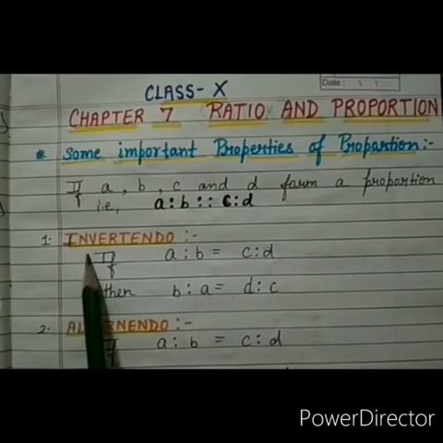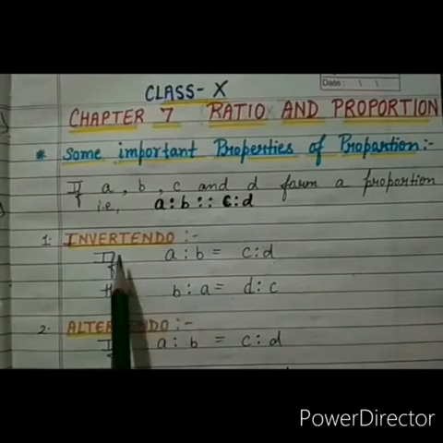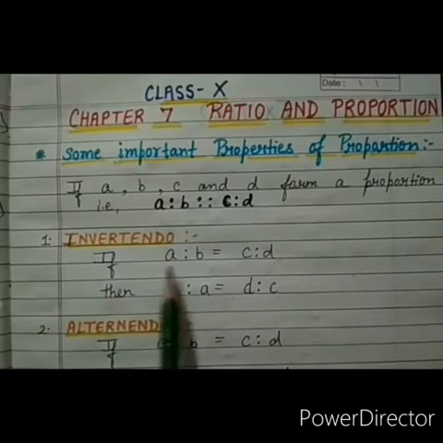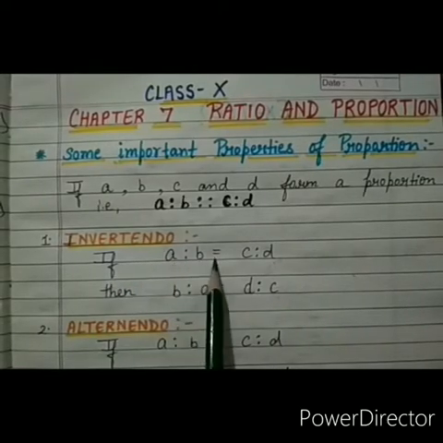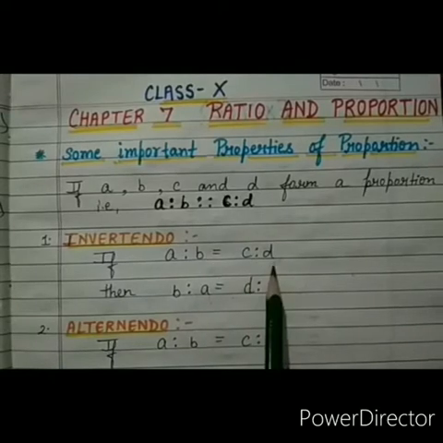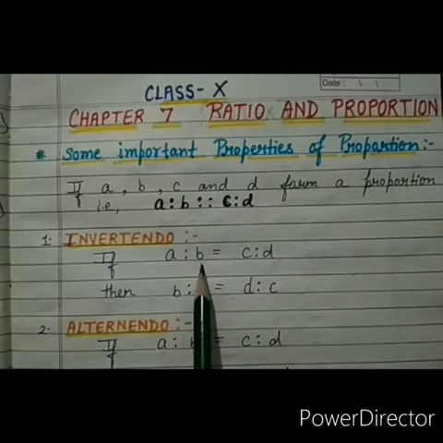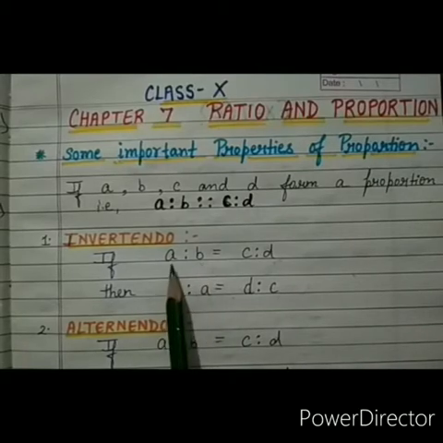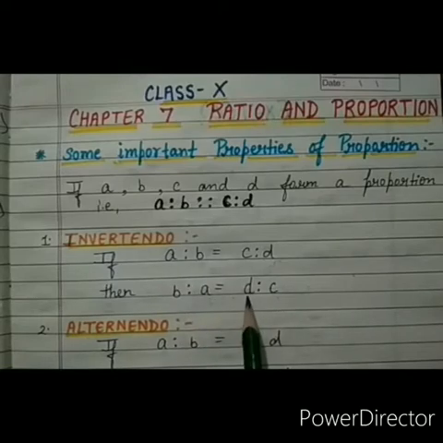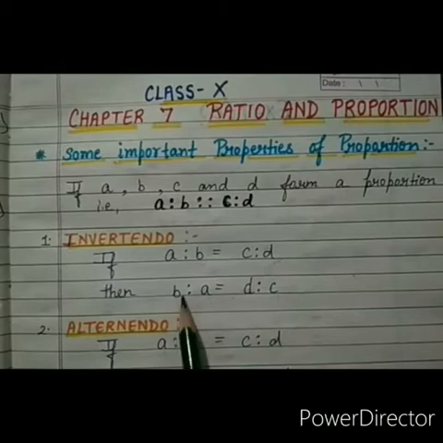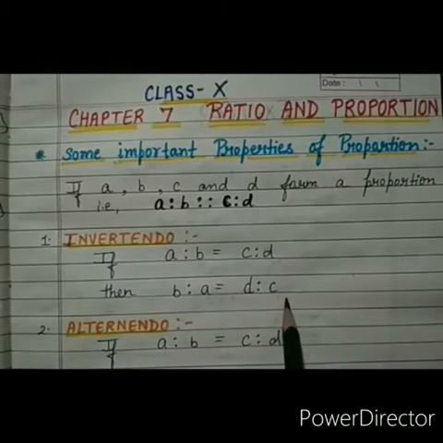First one is invertendo. According to this property, if A is to B is equal to C is to D, then the reciprocals of these ratios are also equal. That means the ratio between B and A is equal to the ratio between D and C. Here B is to A is equal to D is to C.